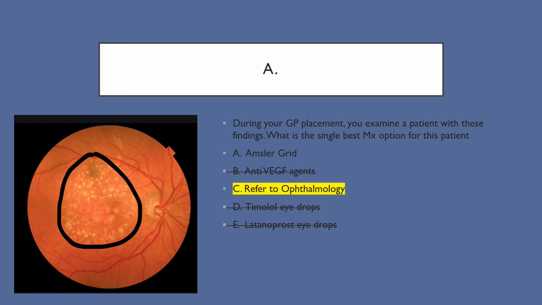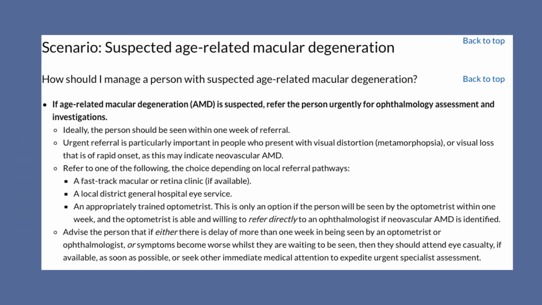Using an Amsler grid is appropriate here. However, these are used for disease monitoring normally. It's also not as important as getting them seen by a specialist. NICE guidelines state that an urgent referral, ideally within a week, should be done. In practice, they are often referred to an ophthalmologist via an optometrist.